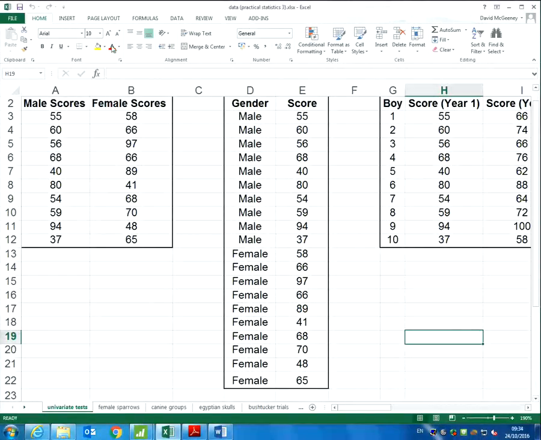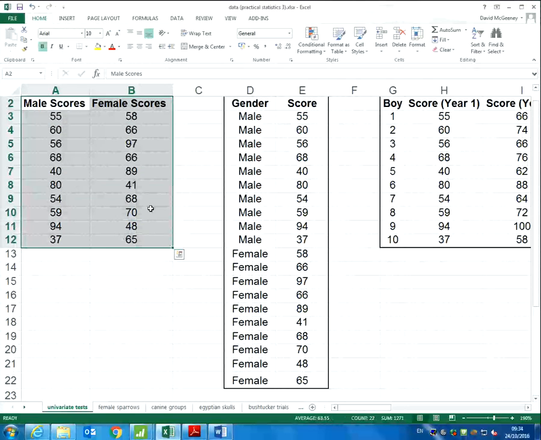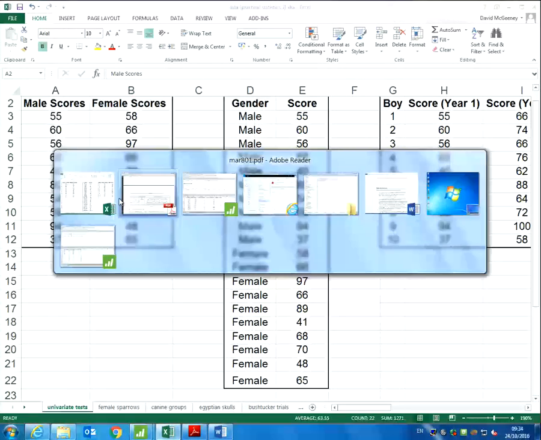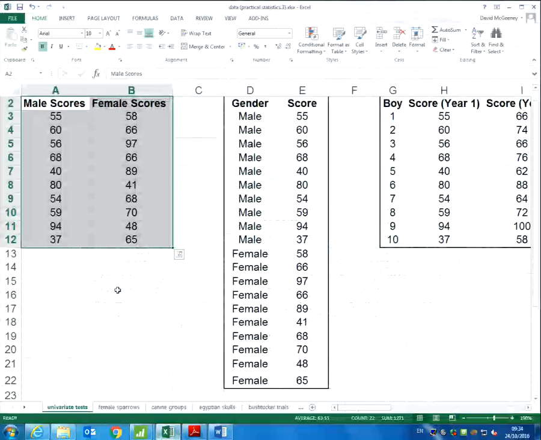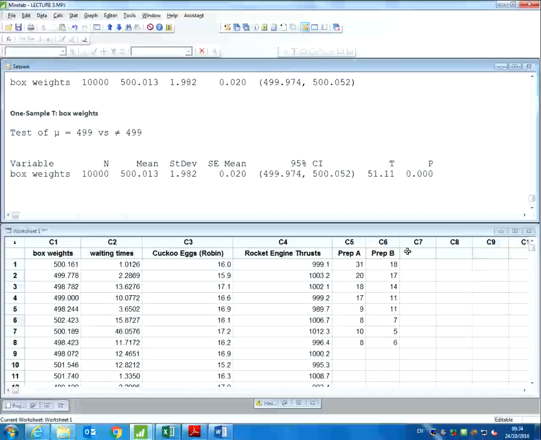Okay, I'm just going to very quickly run that test. This will be the final example that we look at, and I want you to interpret the output.